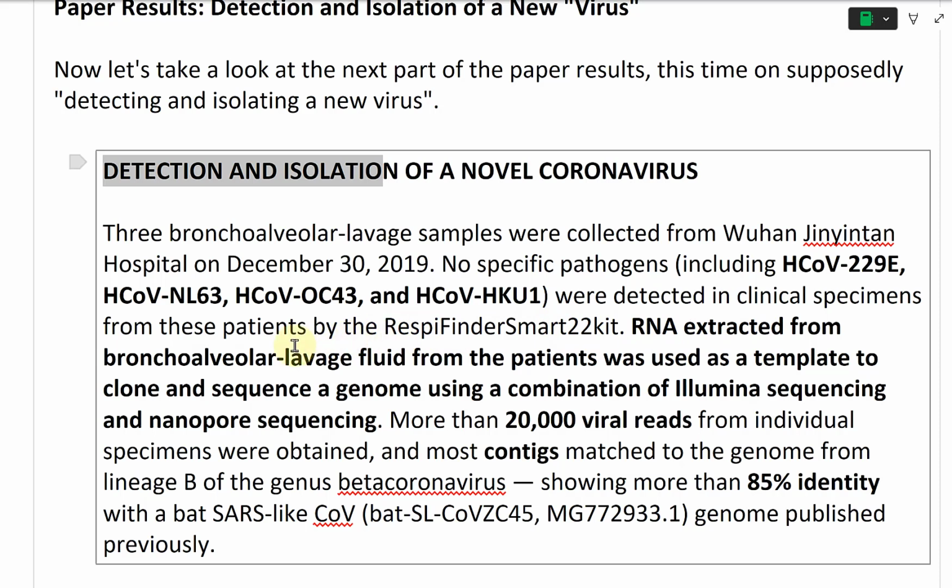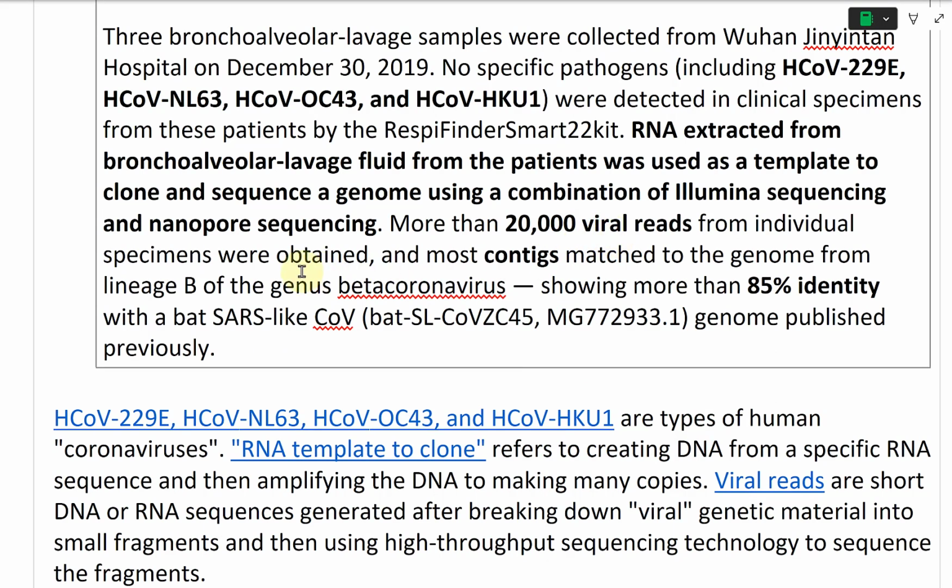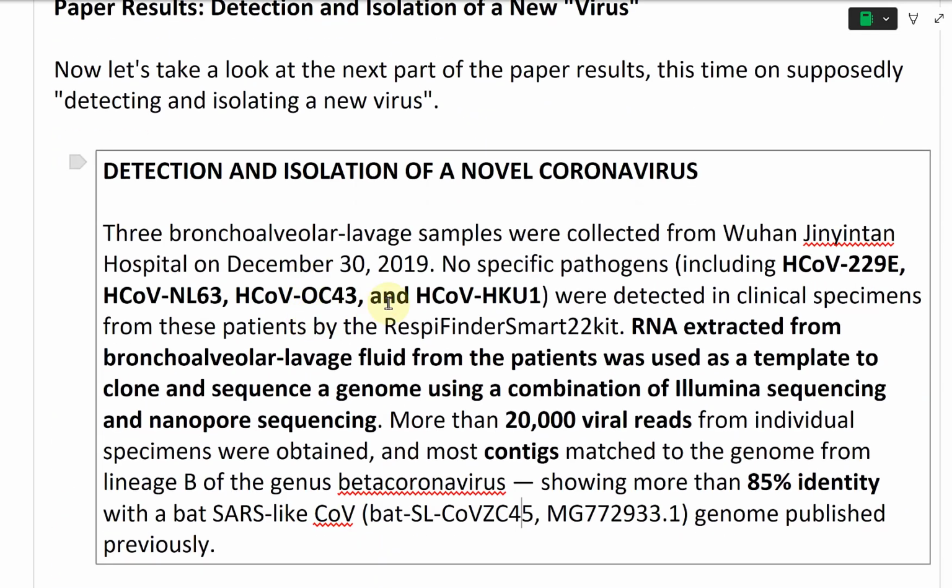And then RNA extracted from bronchoalveolar lavage fluid from the patients was used as a template to clone and sequence a genome using a combination of Illumina sequencing and nanopore sequencing, and more than 20,000 viral reads from individual specimens were obtained, and most contigs matched to the genome from lineage B of the genus Betacoronavirus, showing more than 85% identity with a bat SARS-like CoV, and its name is here, bat SL-CoV ZC45, and then MG772933.1. Genome published previously.